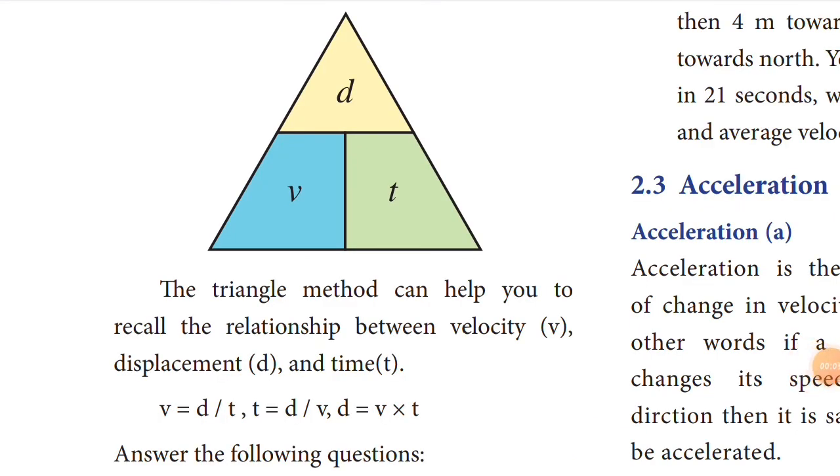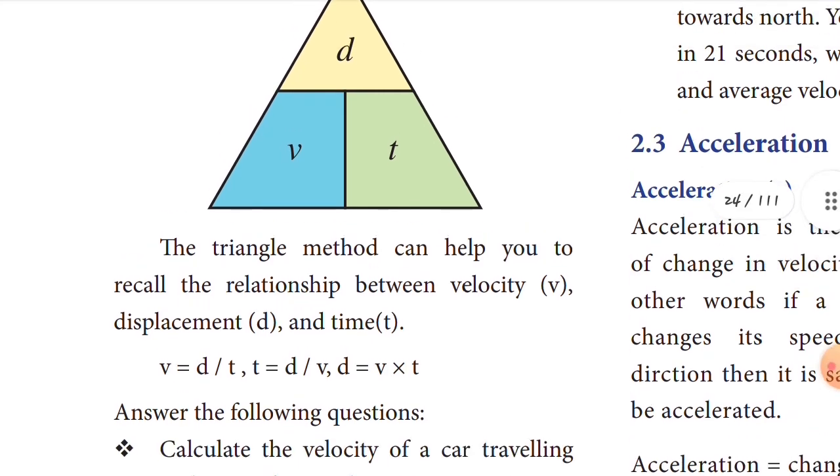Okay children, see this triangle method. It will help to recall the relation between velocity, displacement and time. D means displacement, V means velocity, and T means time. So here they are taking 3 formulas, children. Velocity is equal to displacement by time, time is equal to displacement by velocity, and displacement is equal to velocity into time. This is a very simple formula, children. We use this formula in problems. Is this clear to you, children?